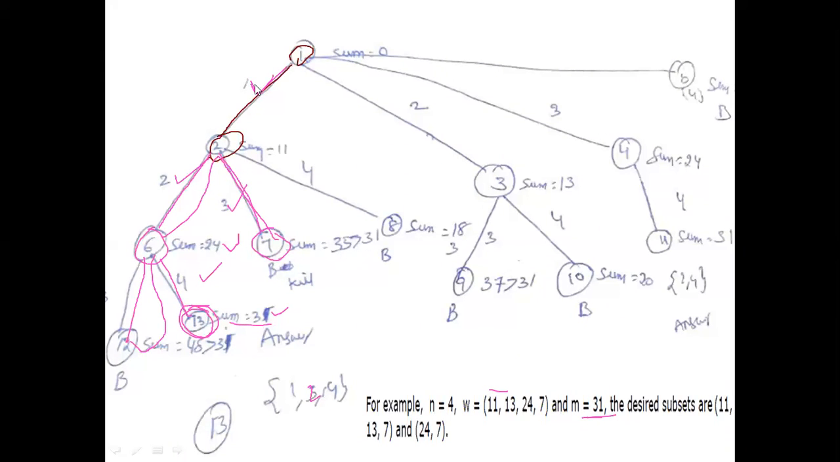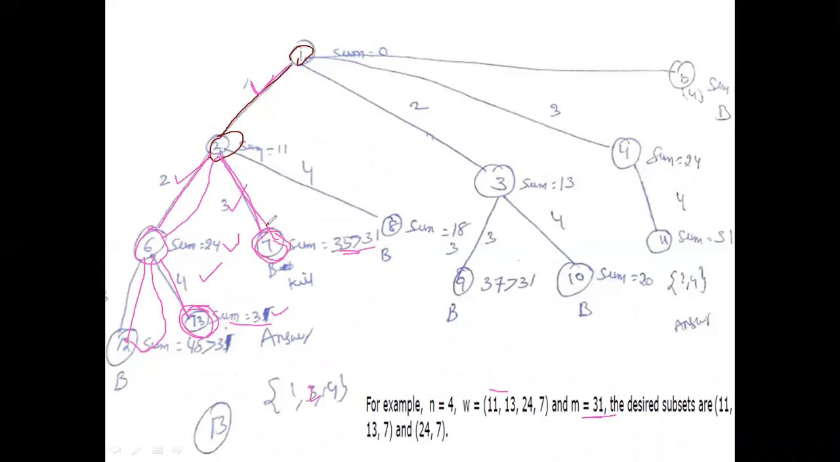The sum of the first element and third element is equal to 35, and 35 is greater than 31. So the seventh node is killed. The seventh node cannot generate its children.